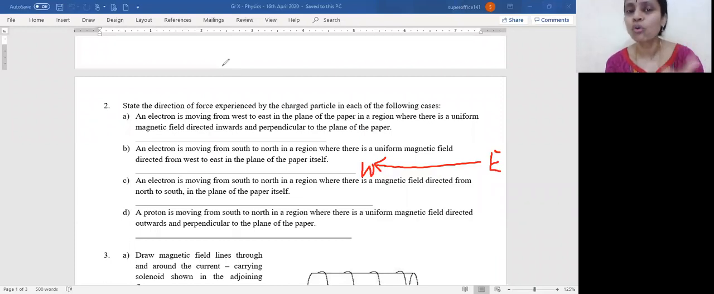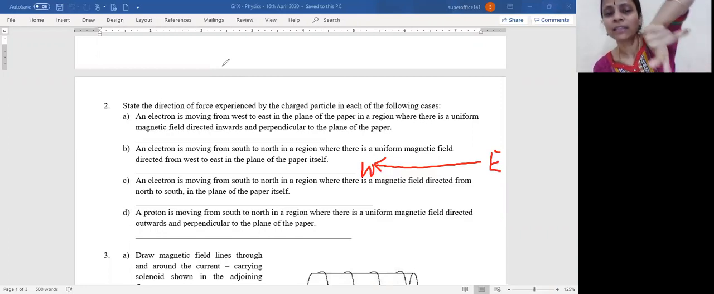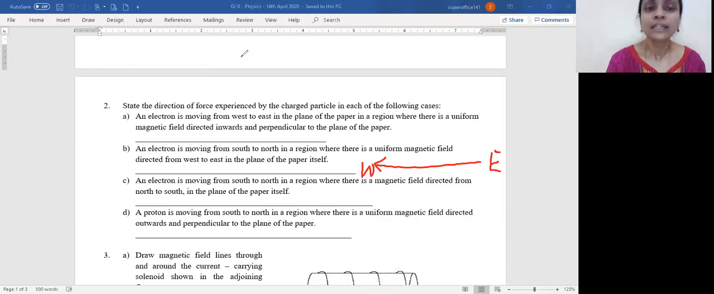So I have to show my current in the western direction and the field in the inward direction. So this has to be inward into the plane, and my current is in the western direction. So in the room, I'm showing west, and to the paper, that is to my laptop, I'm showing into the plane of the paper. So where is my thumb? Up and down remain the same. So my thumb is showing down. For you also, it will be showing down. So that means the force on the charged particle is going to be in the downward direction.